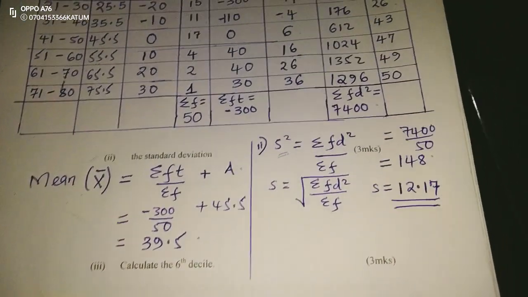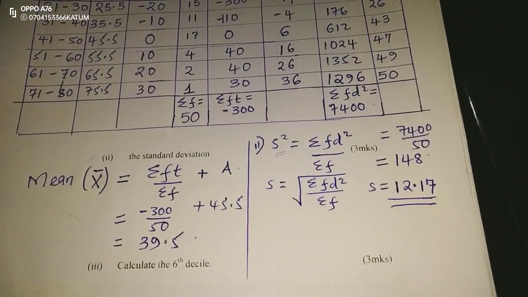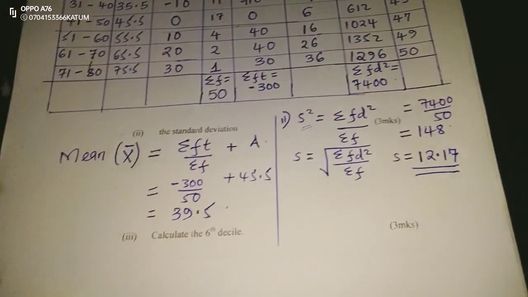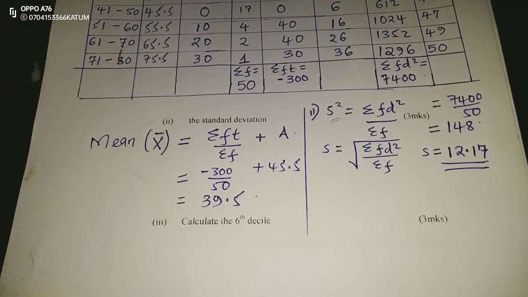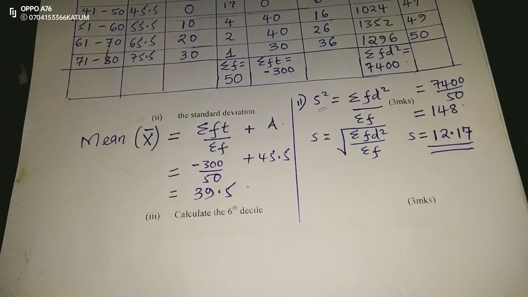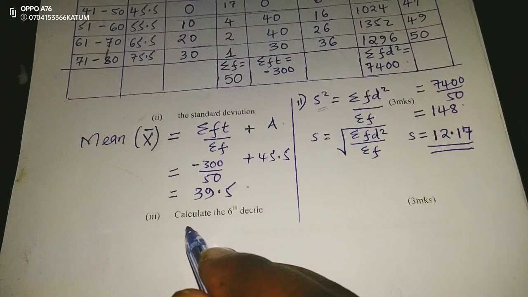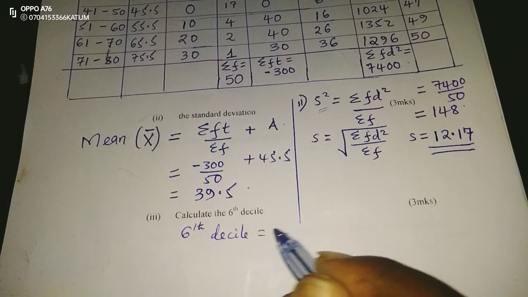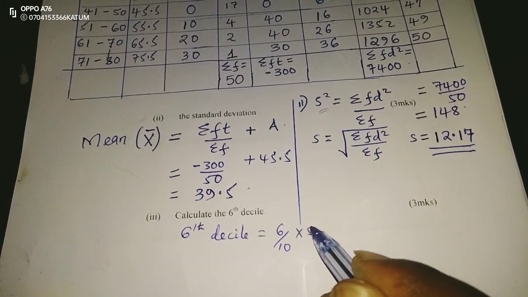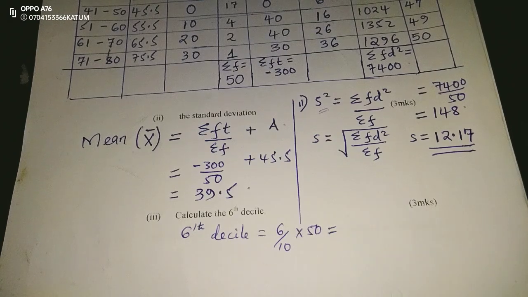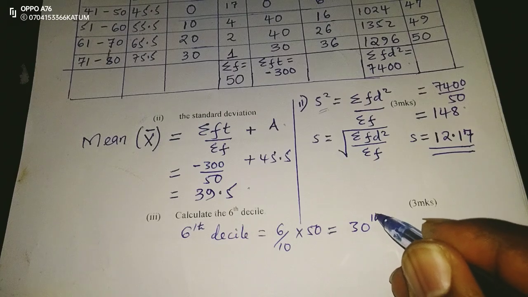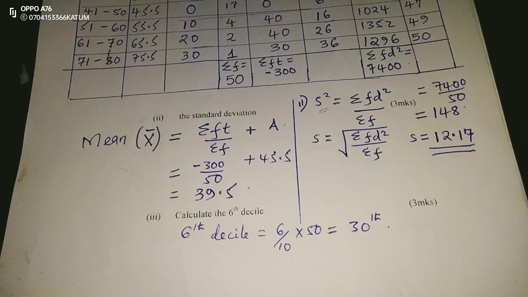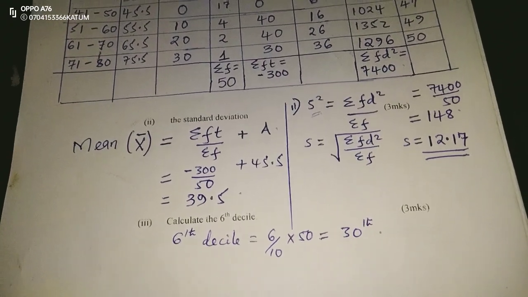Finally, we are told to calculate the 6th decile. So deciles are proportions of 10. When data is split into 10 equal portions, each is called a decile. Therefore, the 6th decile is going to be 6 out of 10 of 50 adults. So 6 by 5, the 30th. So we want where the 30th adult is.